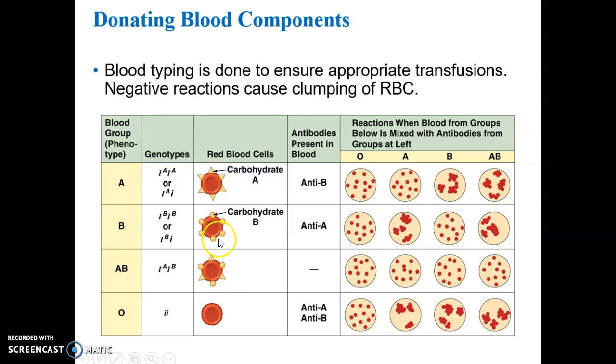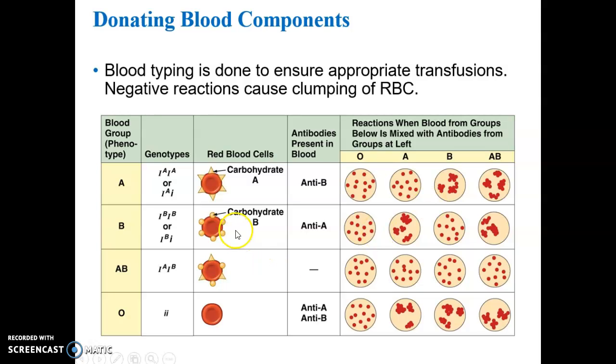Those donor red blood cells from blood type B are going to have surface molecule B. Surface molecules B will be attacked by the patient's anti-B antibodies. And the anti-B antibodies will latch onto their surface molecules B and cause them to clump together. Many of the red blood cells will clump together, causing this negative reaction.